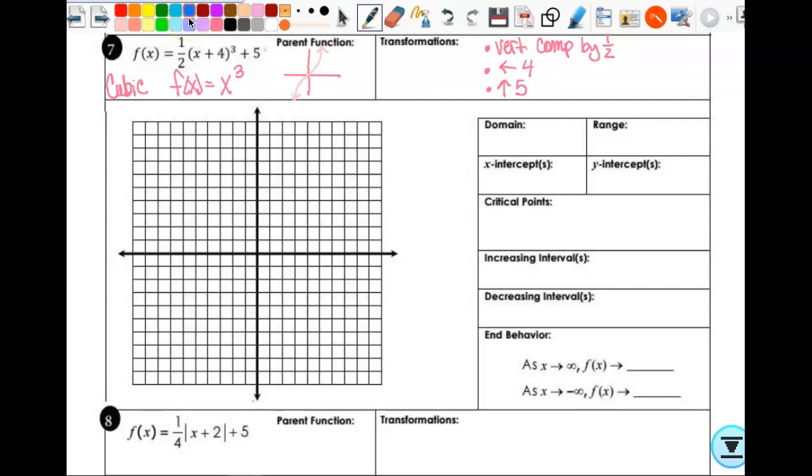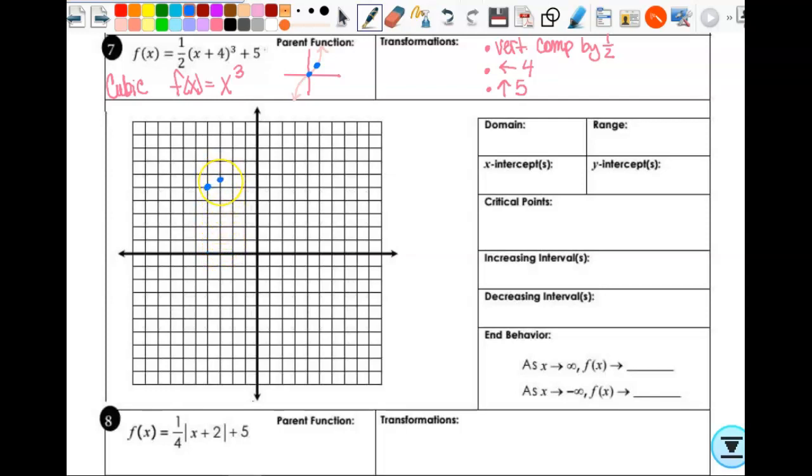Okay. So I started at 0, 0. The compression doesn't do anything. If I go to the left 4, up 5, then I'm at 1, 1. Vertical compression by 1/2, so now I'm at 1, 1/2. I go to the left 4 and up 1, 2, 3, 4, 5.